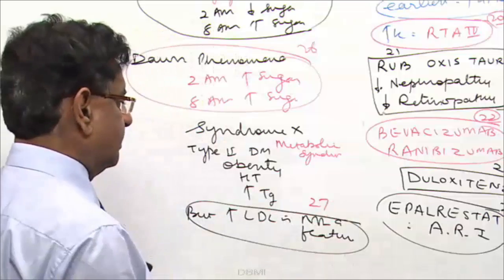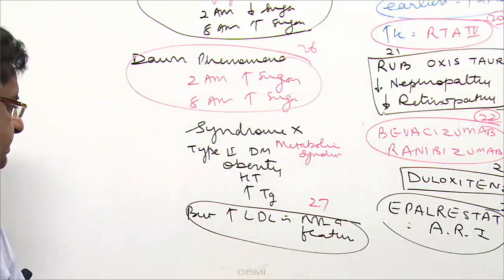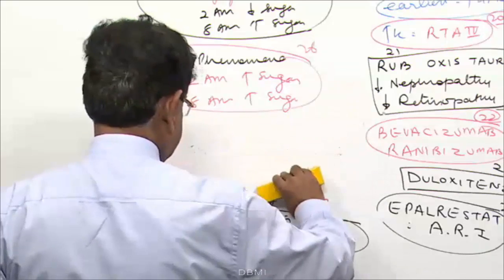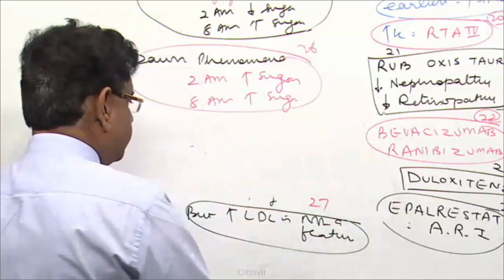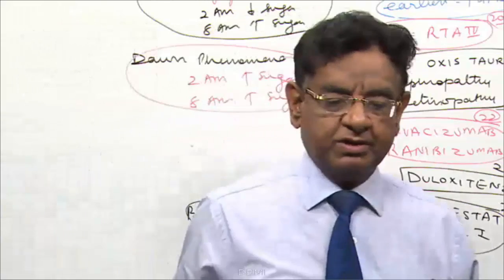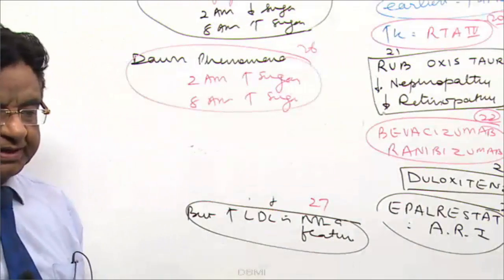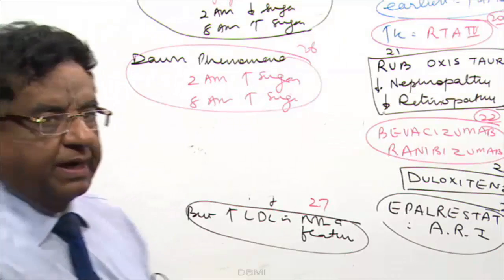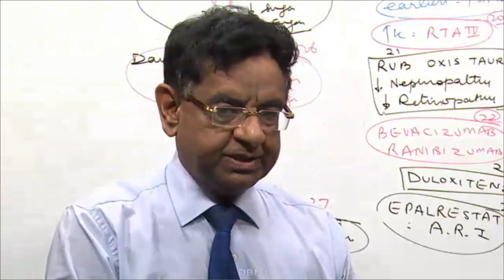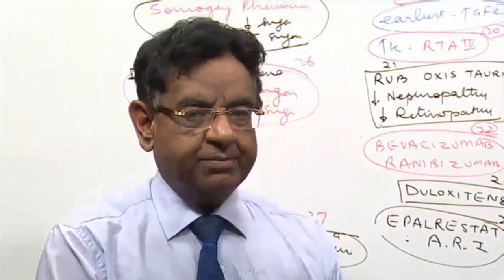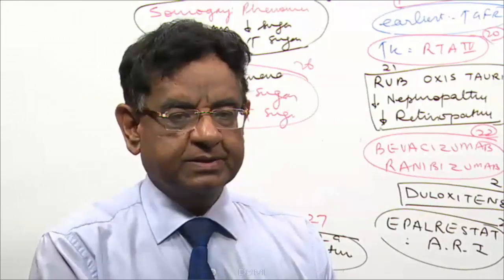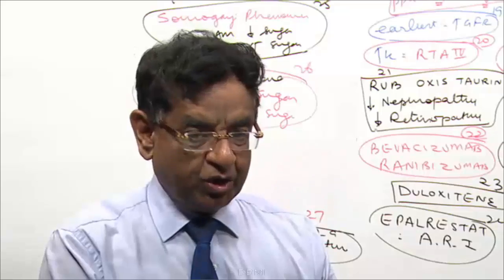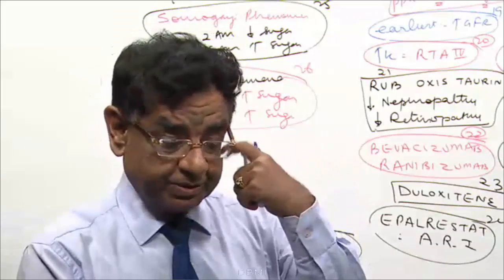This is box number 27. So remember, in syndrome X or so-called metabolic syndrome, hypertension, obesity, type 2 diabetes, and increased triglyceride are the features, but increased LDL is not a feature. It's a very frequently asked question.